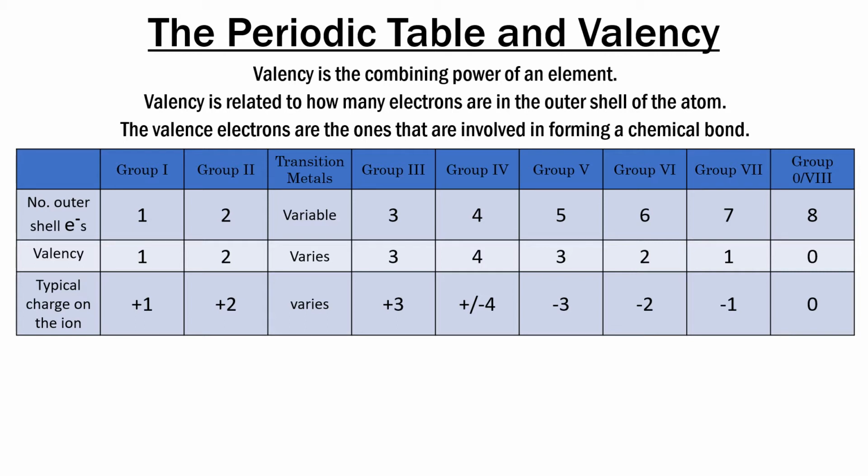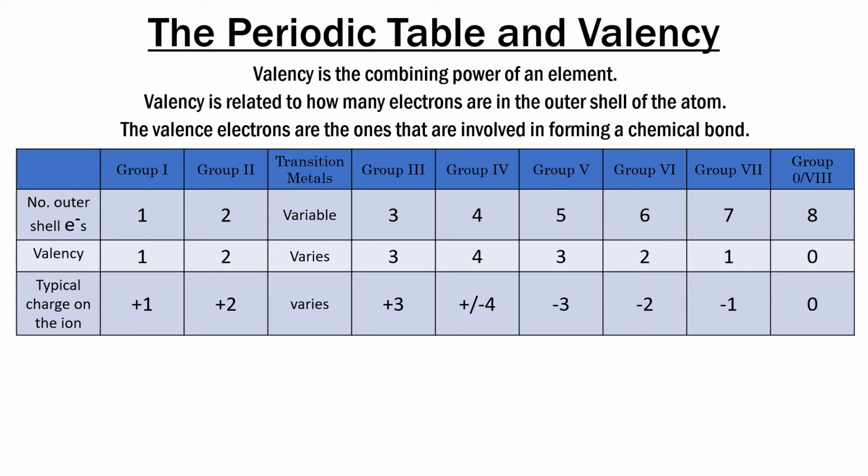If an element has 1 outer shell electron, its valency will be 1. Its bonding power, its combining power will be 1. And the typical charge will be +1 because it will lose that 1 outer shell electron. In group 2, with 2 outer shell electrons, it is easier for it to lose those 2 electrons to gain a full outer shell. And when it loses 2 electrons, it becomes positive by 2. And so on through here.